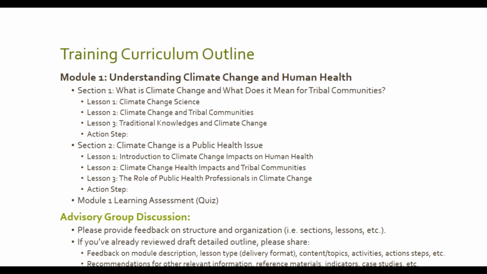And section 2, climate change is a public health issue. In this case, we just want to make sure that for the public health folks that we are going to be reaching, that they really understand their role in climate change. So there'll be an introduction to climate change impacts on human health. That's really just sort of a 101 because module 2, the next module, is going to go into that in a lot of detail. Lesson 2 is on climate change health impacts in tribal communities.